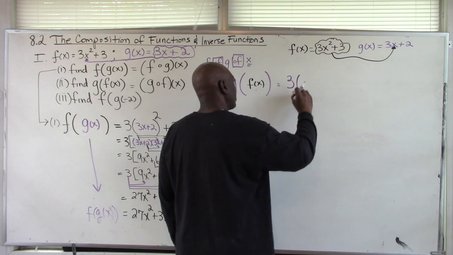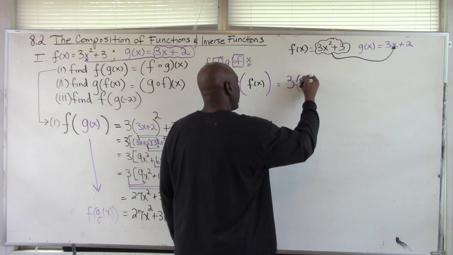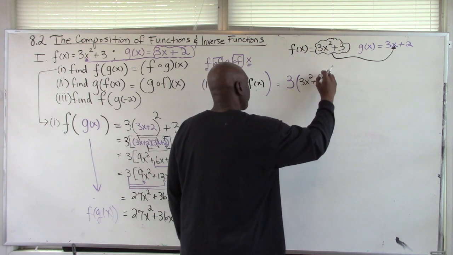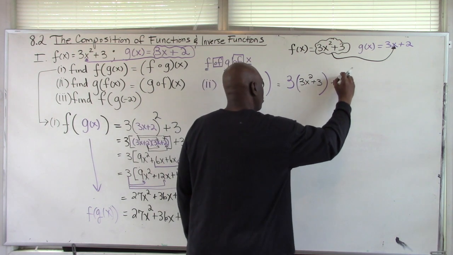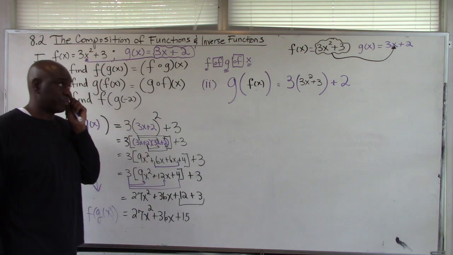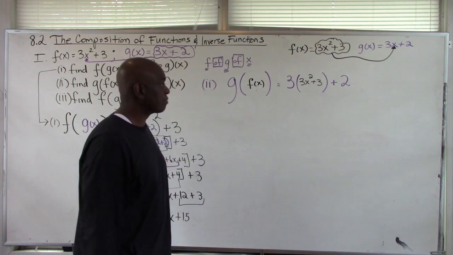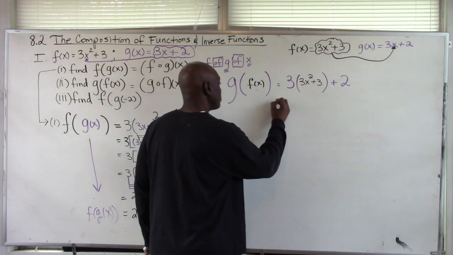3 times what? Bring in f now. 3x squared plus 3 plus 2. All right, let's go to work on it. There we go. Let's go to work. What is this going to equal?